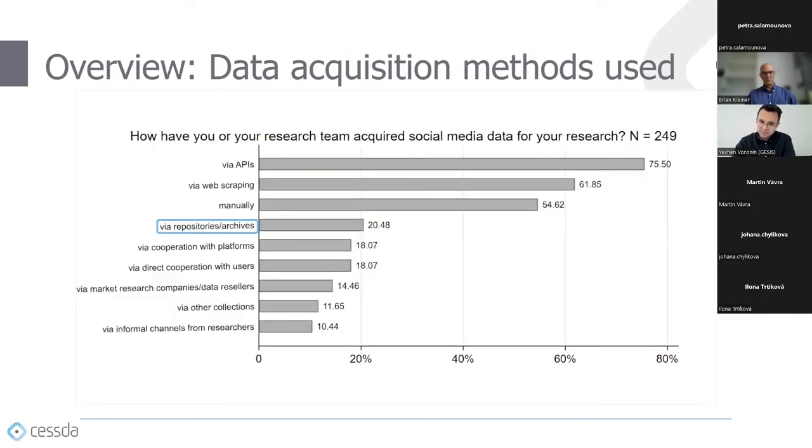Data acquisition methods that people actually use to access social media data can be divided into collecting primary data, for example when you use APIs or web scraping, or manually collect some data, and secondary data when you download them from a repository, archive, etc. In our sample, the most popular data acquisition method was to use APIs, then web scraping and also manual collection. Repositories and archives, in contrast, were used by only approximately 20% of our respondents to find their data.